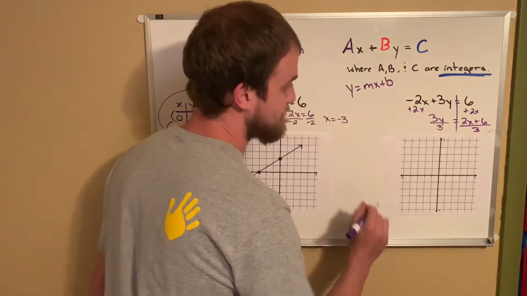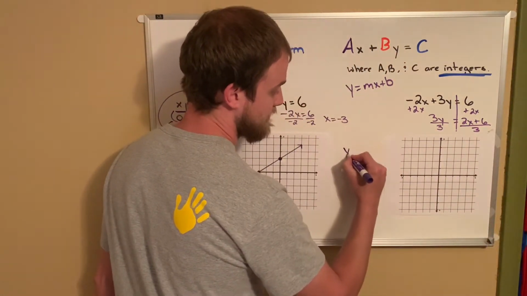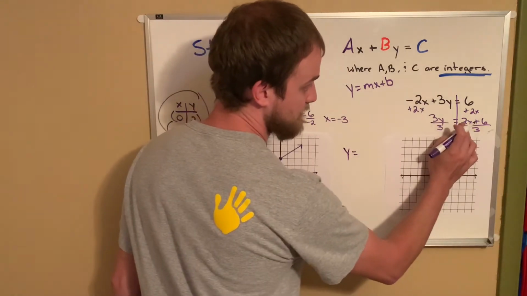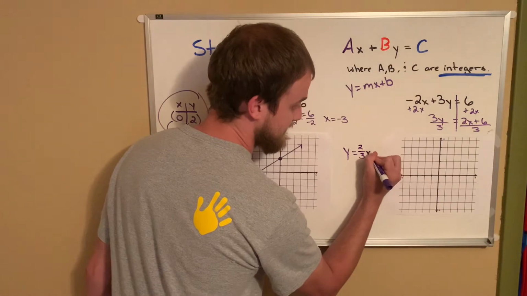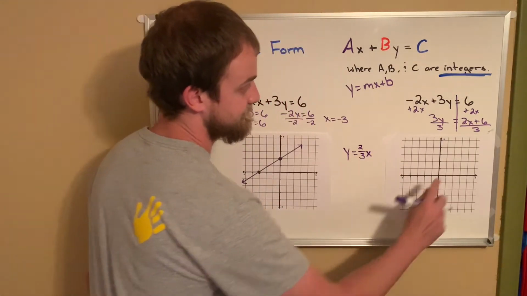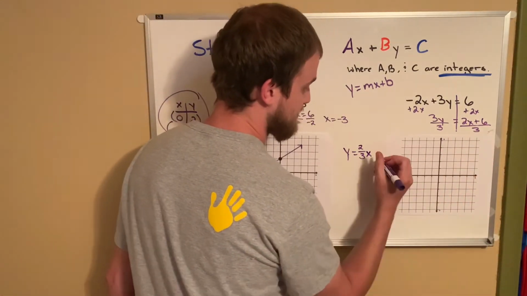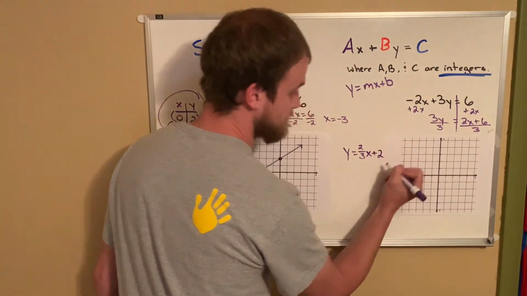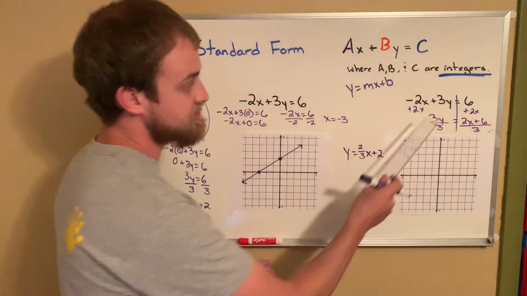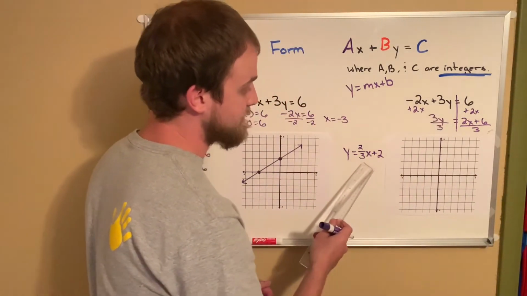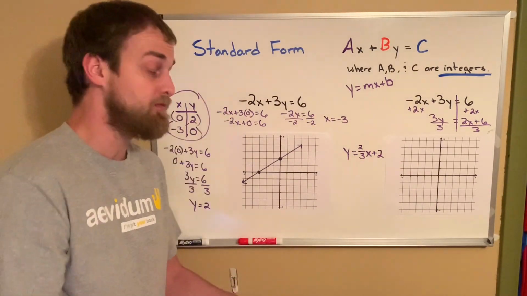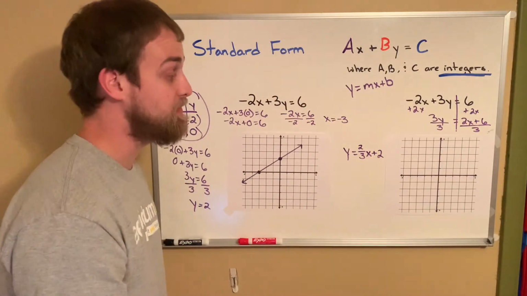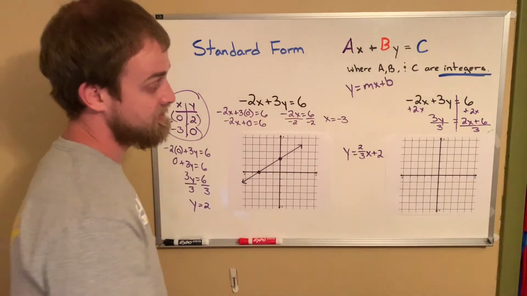Now I'm sorry, I'm going to have to move down here a little bit. So I'll have y equals, well, 2 divided by 3. How can I write that? 2/3 x. Positive 6 divided by 3 is positive 2. So I just converted this standard form equation into slope-intercept form. Why? Because slope-intercept is probably one of the most straightforward graphing equations that we can look at.